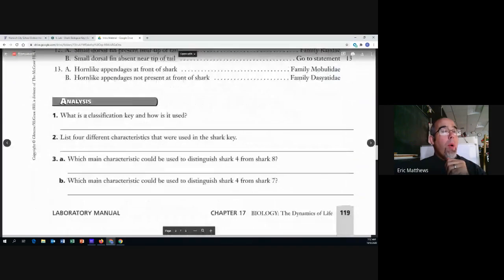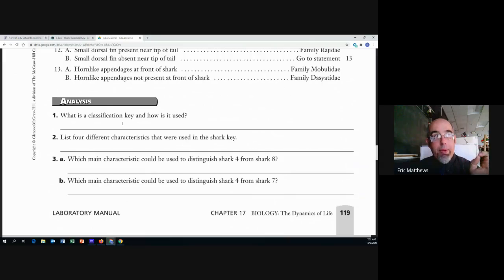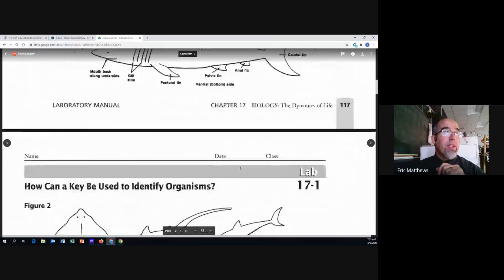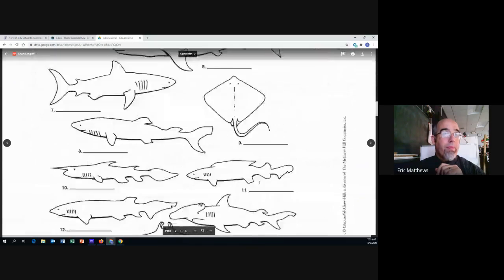You're then going to have some questions. What is the classification key and how is it used? It uses the characteristics to identify step by step. That's the key. List 4 characteristics that were used in the shark key. All you got to do is look up here, pick 4.